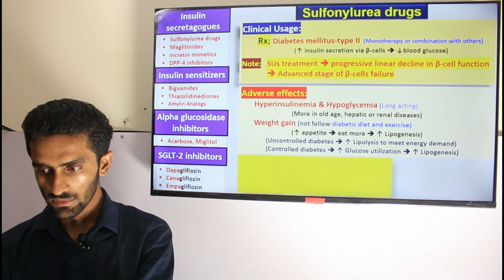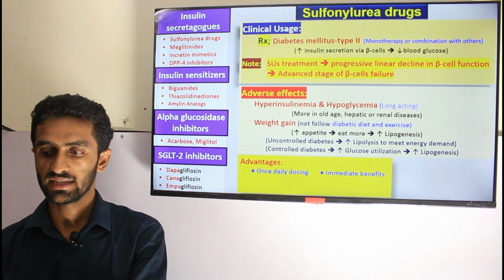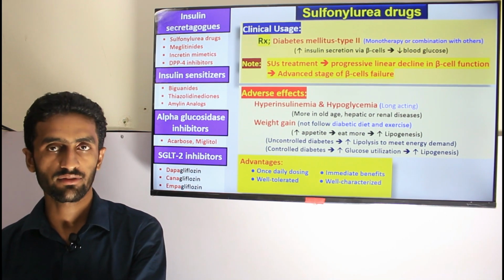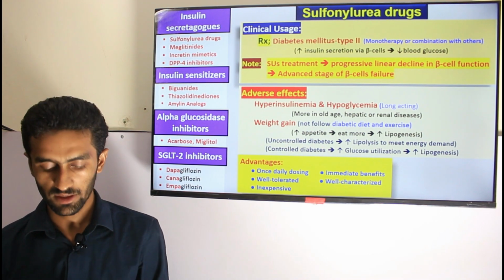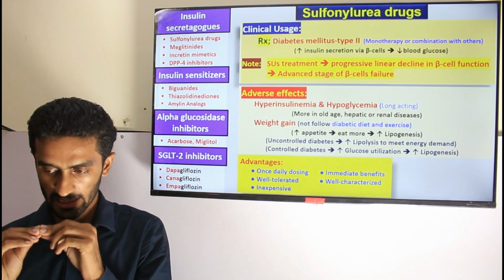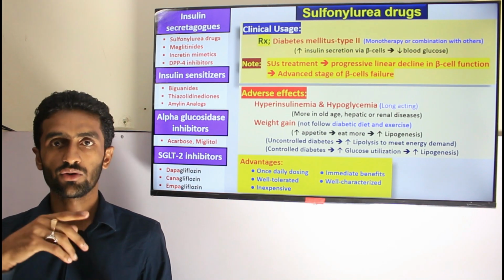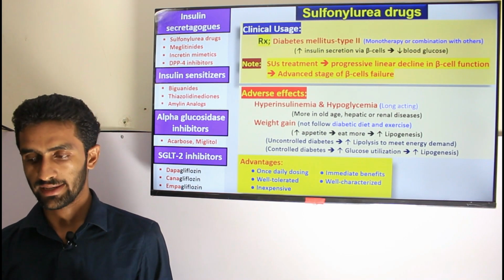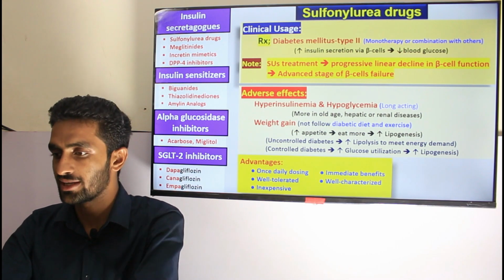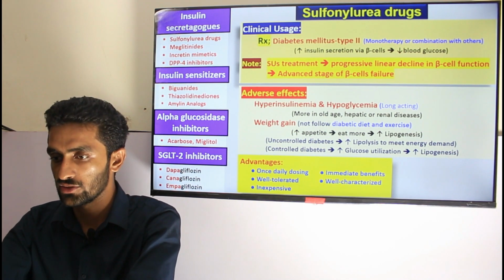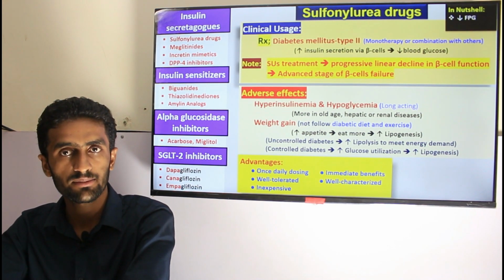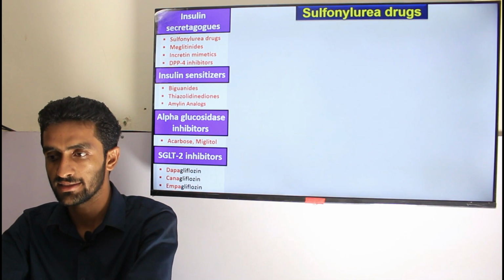Okay. So the advantages: they are once daily dosing, with immediate benefit, well tolerated, well characterized, and one of the other important advantages is that they are inexpensive. The most inexpensive drug among all these oral, or you can say subcutaneous, agents is the sulfonylurea. So that's why most of the time most patients love to use the sulfonylurea. But there are these side effects you should consider. In a nutshell, they are decreasing the fasting plasma glucose and the HbA1c.